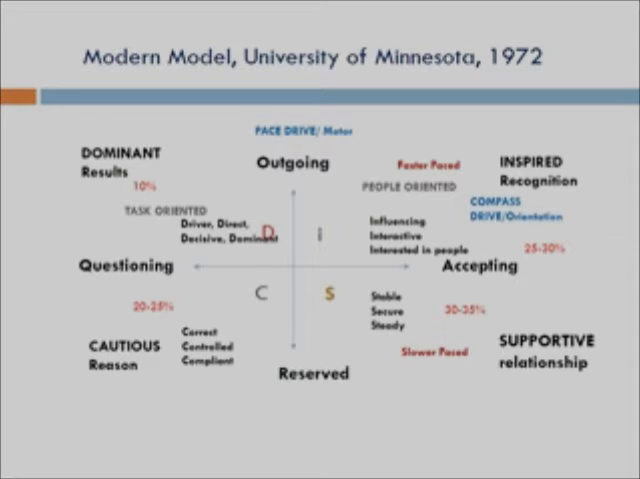So, reviewing the four quadrants, those persons who are primarily faster paced, more outgoing, are on the top of the model. That would be the D's and the I's. On the left-hand side, those who are more task-oriented, D's and C's. Right hand, more people-oriented, I and S. On the bottom, the C's and S's are much more cautious and reserved.